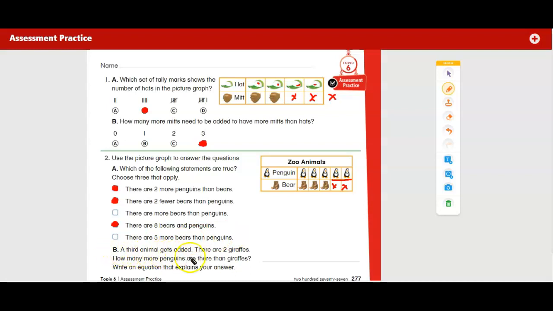For part B, it said that 2 giraffes are added. They wanted us to show how many more penguins there are than giraffes. For our equation, we would need to take the total number of penguins, which is 5, and subtract the number of giraffes that were added. Once we do this, we have 5 minus 2, which is equal to 3. How many more penguins are there than giraffes? There are 3.